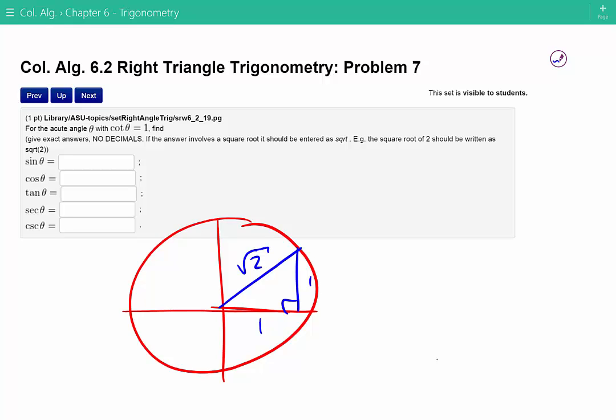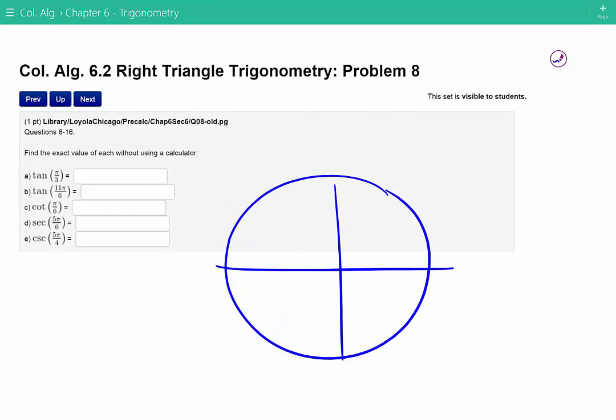So then I can find the sine, which is opposite over hypotenuse, so that's 1 over the square root of 2. I could rationalize the denominator, but we're just going to leave it like this. Cosine would then be adjacent over hypotenuse, tangent is opposite over adjacent, secant is the reciprocal of cosine, so it's just the square root of 2, and cosecant is the reciprocal of sine, so that's just the square root of 2 as well.